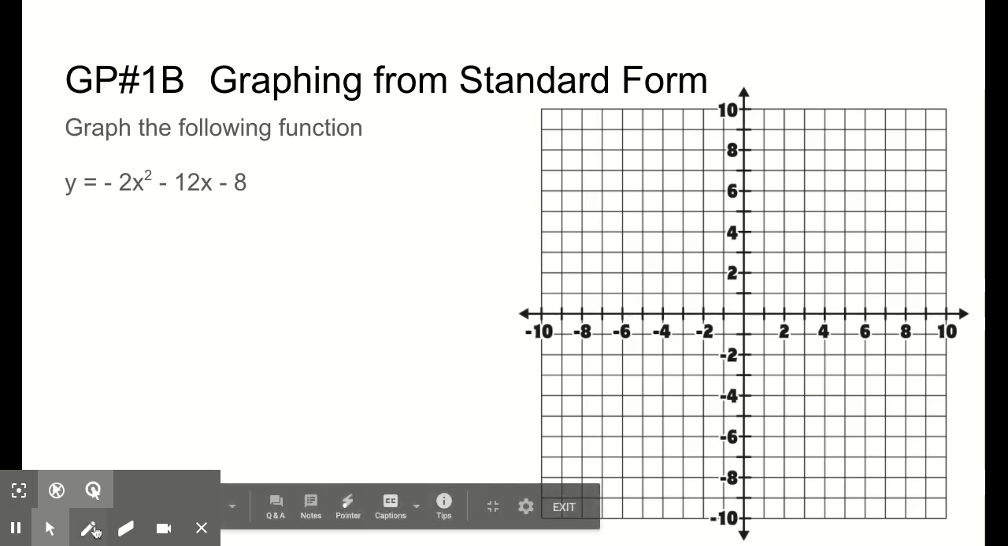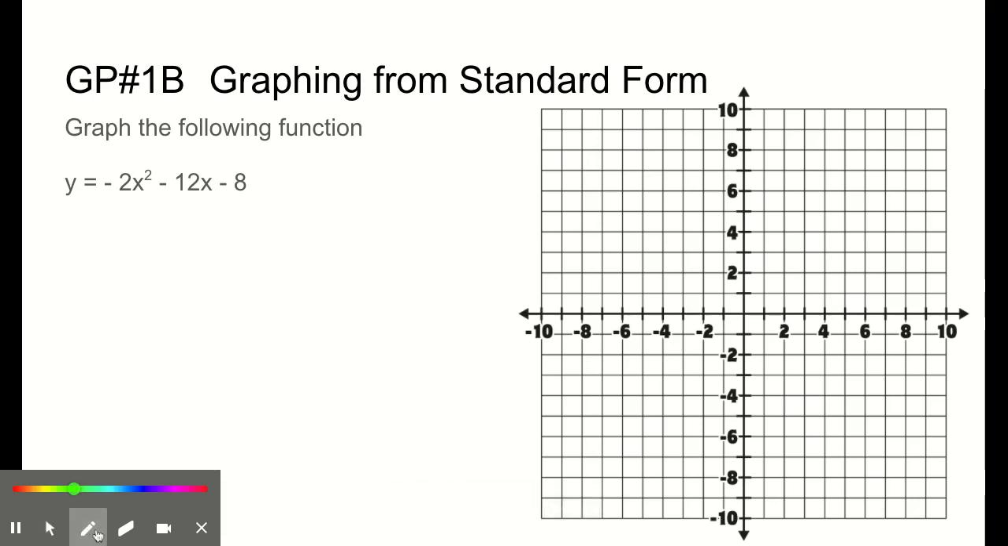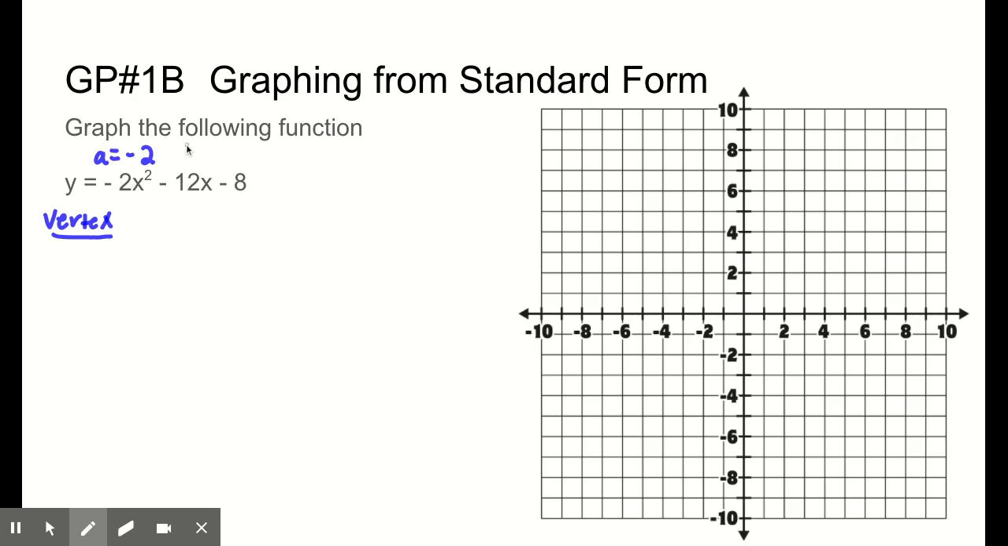The first thing that we need to do is find the vertex. So using the vertex formula, x equals -b/2a. So let's identify A, B, and C. A is now -2, so that changes things up a little bit. B is -12, and C is -8.